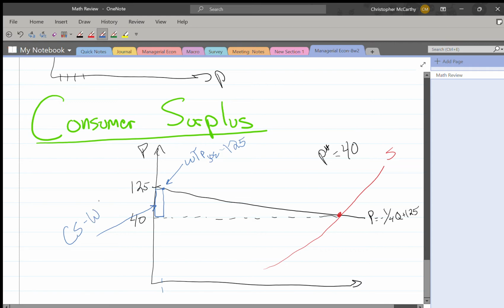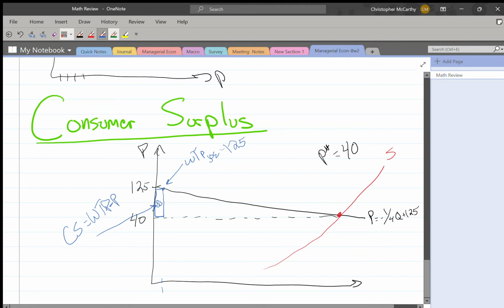It's the willingness to pay minus the price. And so 125 minus 40 is going to give us a consumer surplus just for Joe of $85. So how do we figure out the consumer surplus for all of the different consumers that we have in this particular demand curve? That is the question.